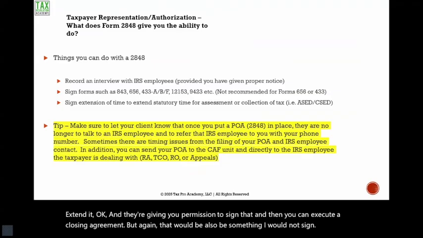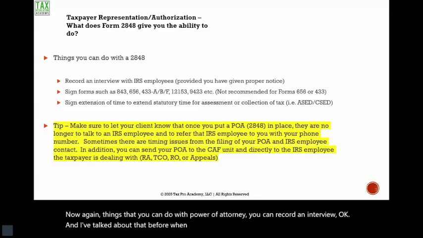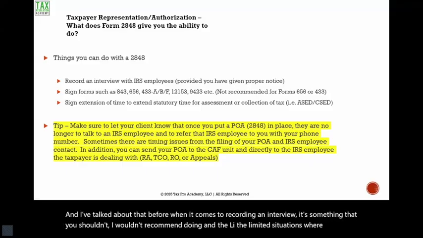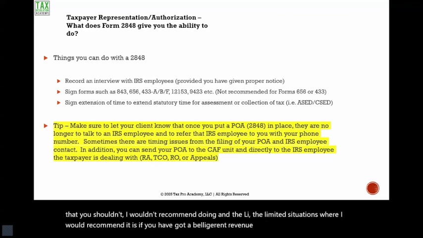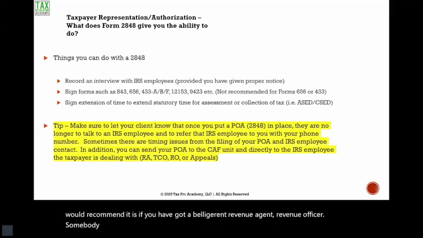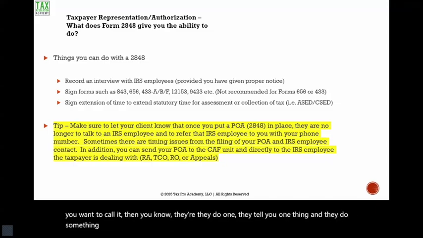Now, again, things that you can do with power of attorney: you can record an interview, okay, and I've talked about that before. When it comes to recording an interview, it's something I wouldn't recommend doing. The limited situations where I would recommend it is if you have a belligerent revenue agent or revenue officer, somebody who is just being a stick in the mud, the biggest wicked witch of the West, whatever you want to call it, and they tell you one thing and they do something else. Then get that documentation so that they're going to mind their P's and Q's and make sure they give you the information.